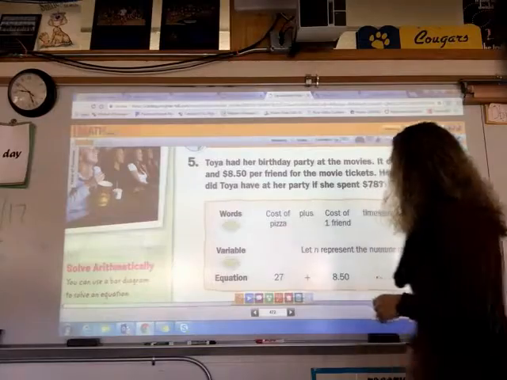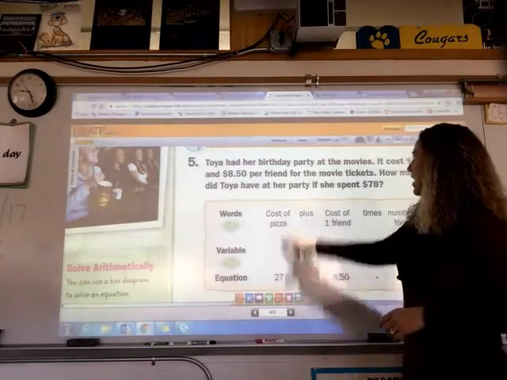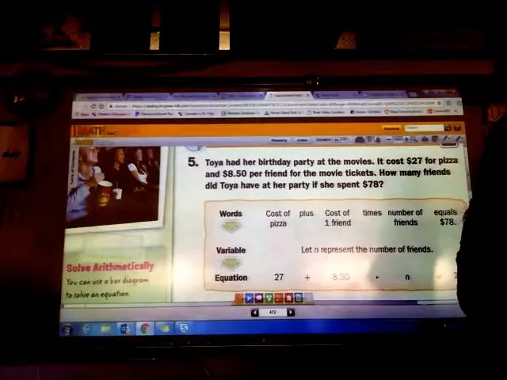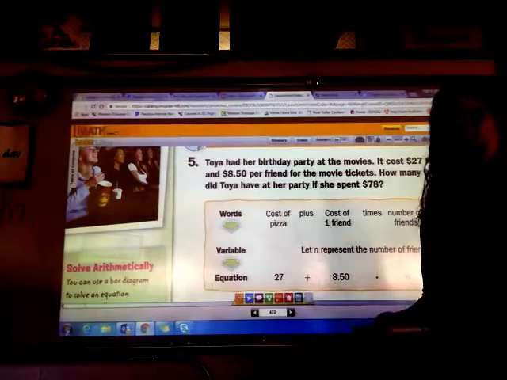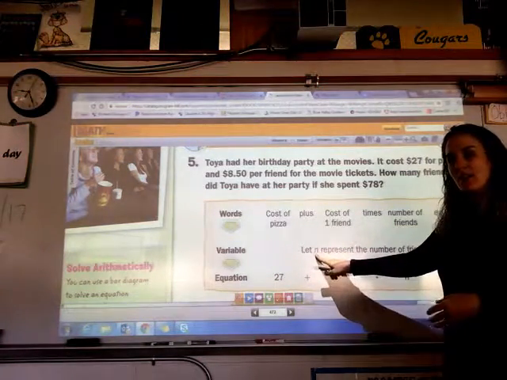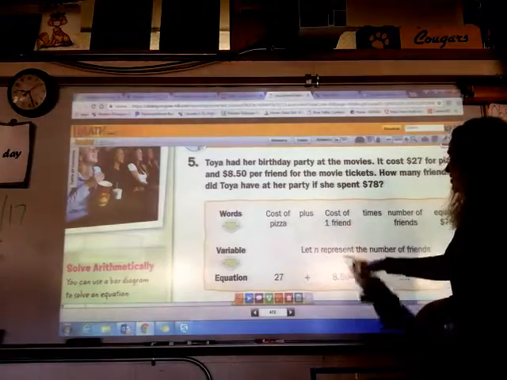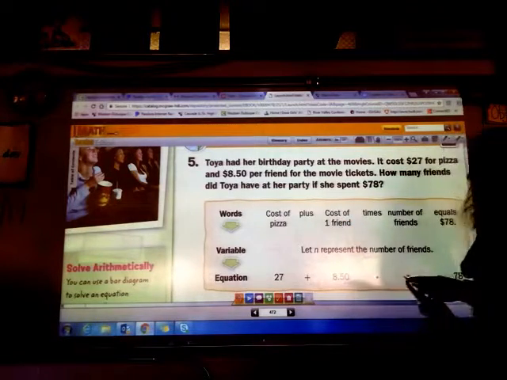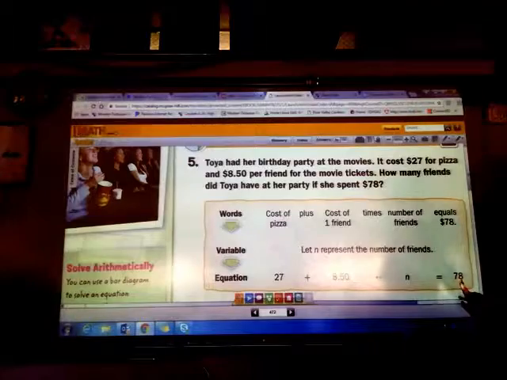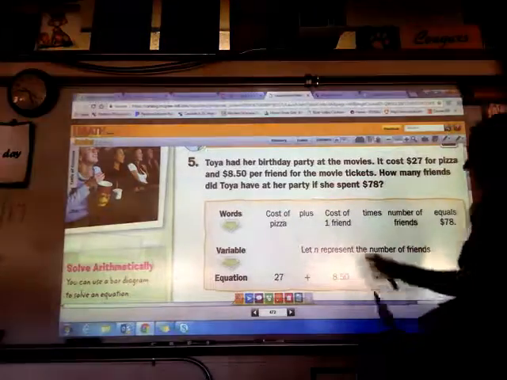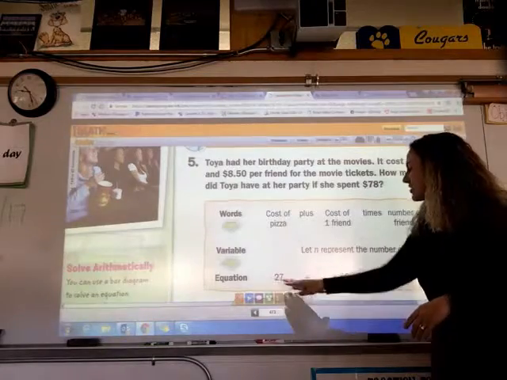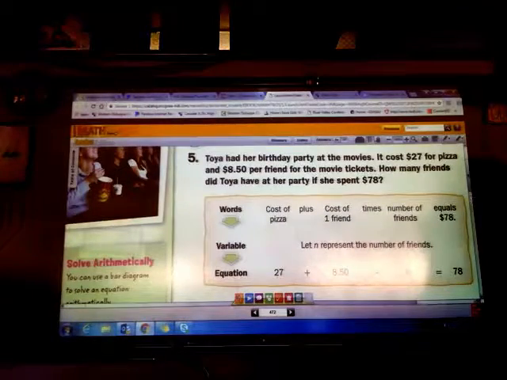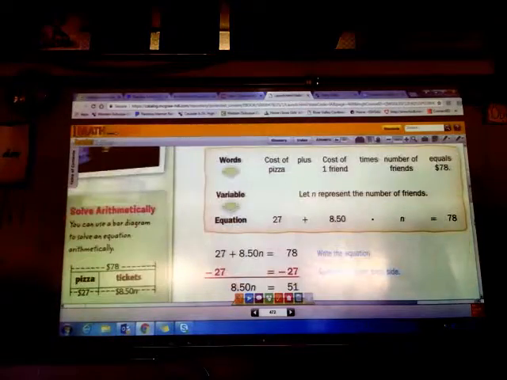So the cost of pizza, which we know is $27, you can see right here, plus the cost of one friend. We don't know what the cost of a friend is. So remember, anytime we don't know the cost of something, you're going to plug in a variable there. Your book is choosing the letter N for your number of friends. So you're going to take your cost of one friend, which is actually $8.50 per friend. So $8.50 times N, and then it comes up with our total of $78. So when I write this equation, I'm looking at 27 plus 8.50 times N is going to equal $78. And you will notice that below this, they have set that up for you.